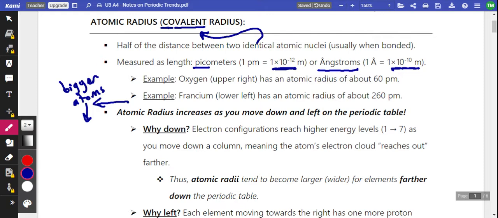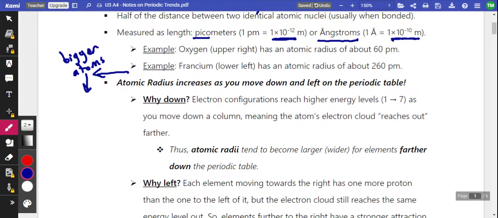But why? Why do we get this trend? How can we predict that if you are down lower on the periodic table or farther left, you're dealing with a bigger atom? We'll tackle down first. As we go farther down the periodic table, each row represents an energy level. The first row represents the first energy level, the second row shows the second energy level, all the way down to 7. So if we are moving down from the first energy level to second to third to fourth, our electron cloud is reaching out farther and farther. Our valence electrons sit farther out from the nucleus in, say, the fourth energy level than they do in the third energy level.